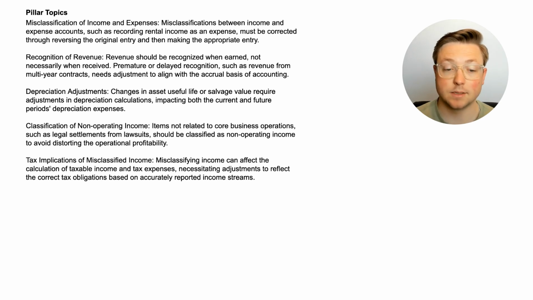And then as far as tax implications of misclassified income, misclassifying income can affect the calculation of taxable income and tax expenses, necessitating adjustments to reflect the correct tax obligations based on accurately reported income streams. And this is talking a lot about the difference between continuing operations and discontinued operations. You have to make sure that things are in the correct place on the income statement so that you're not taxing the wrong things. And with that, those are the pillar topics, and that is the end of the video.